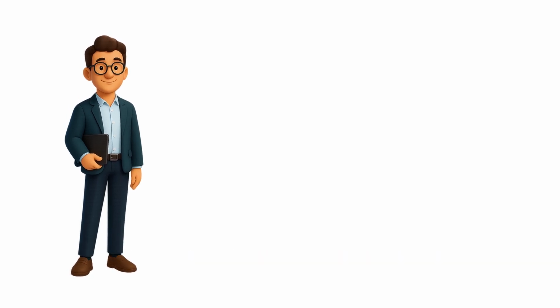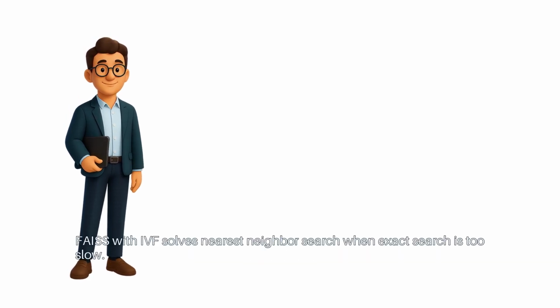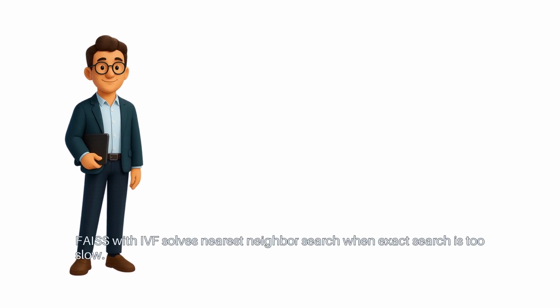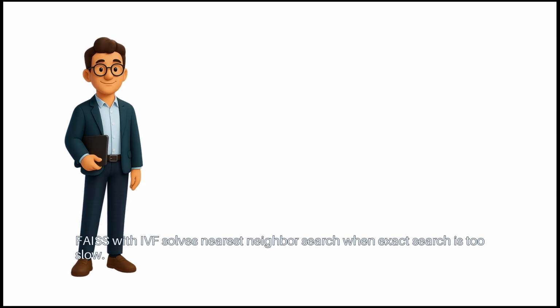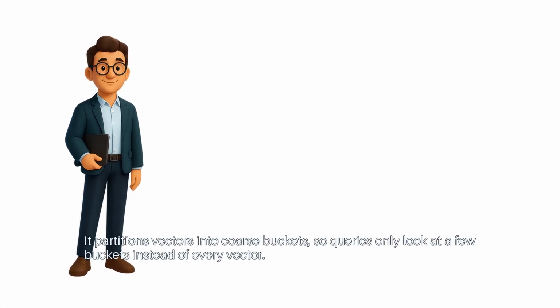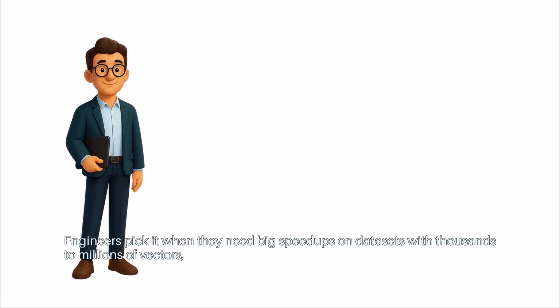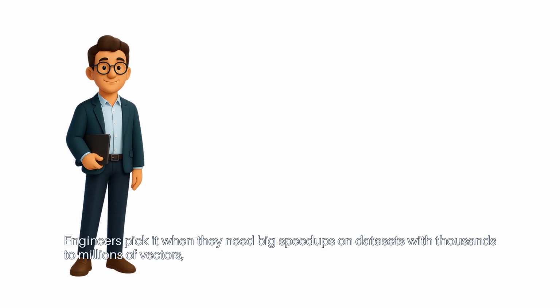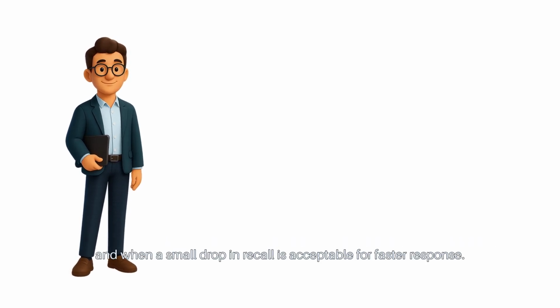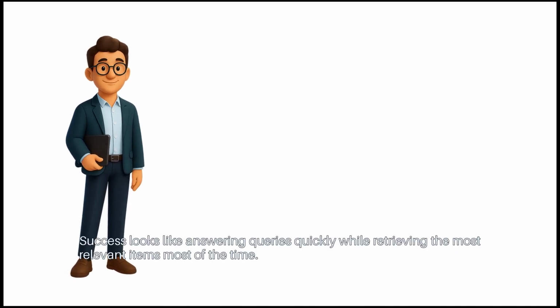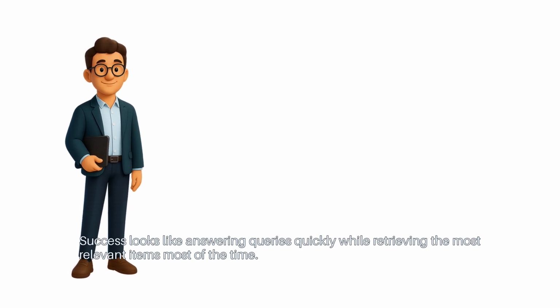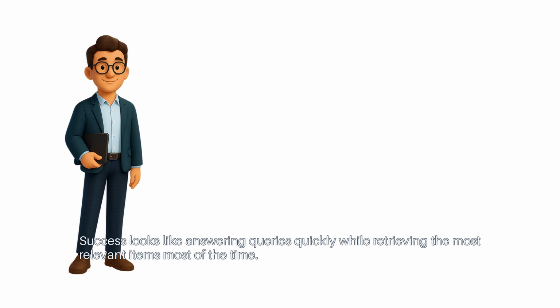Context first. FAISS with IVF solves nearest neighbor search when exact search is too slow. It partitions vectors into coarse buckets, so queries only look at a few buckets instead of every vector. Engineers pick it when they need big speedups on datasets with thousands to millions of vectors, and when a small drop in recall is acceptable for faster response. Success looks like answering queries quickly while retrieving the most relevant items most of the time.